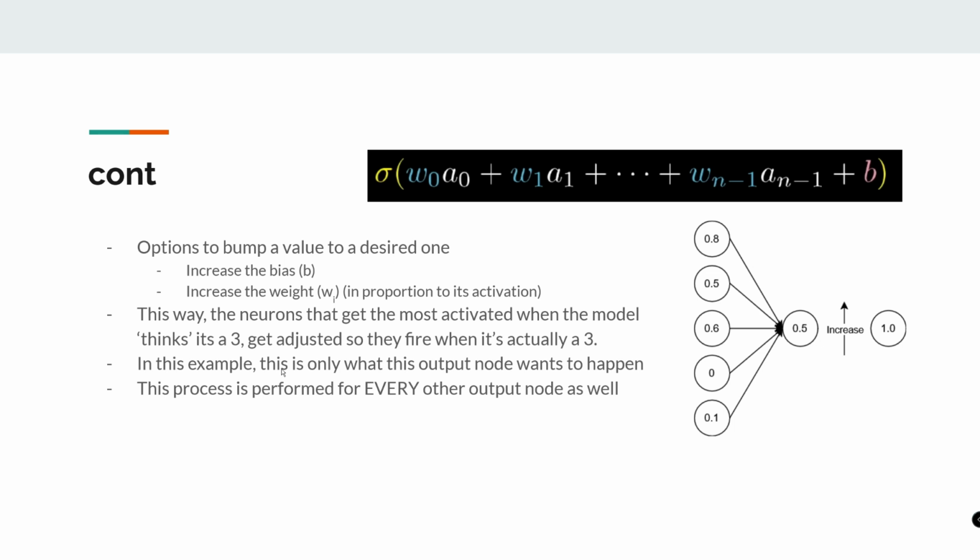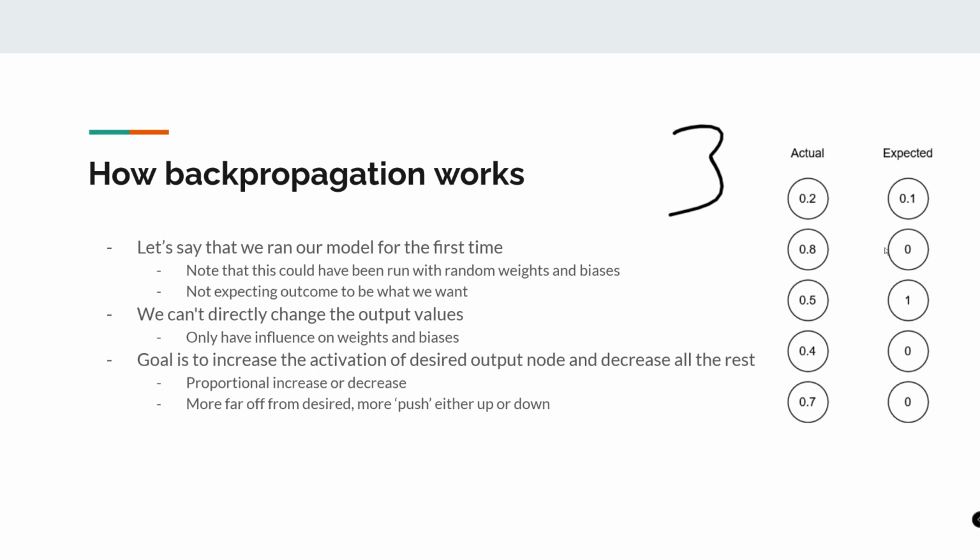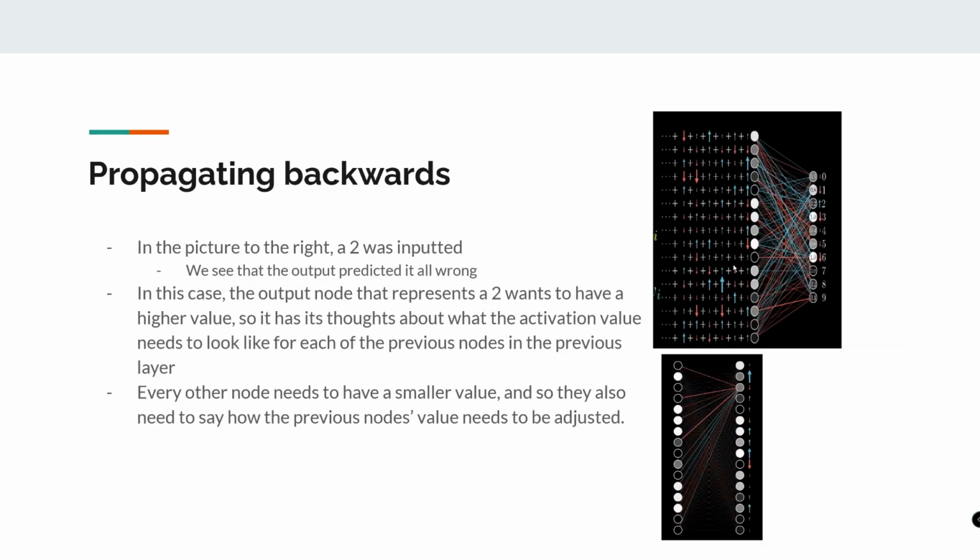So this example is only what this output node wants, what this output node here wants to increase to a 1.0. But we also need to perform this process for every other output node as well. So 0.5 wants to increase, 0.8 wants to decrease, and 0.2 we also want to decrease, 0.4. But at the same time, it's also about how much it wants to increase or decrease. 0.8 wants to decrease a lot, 0.5 wants to increase double the amount, 0.7 wants to also decrease a lot. So this is where the idea of propagating backwards comes in.